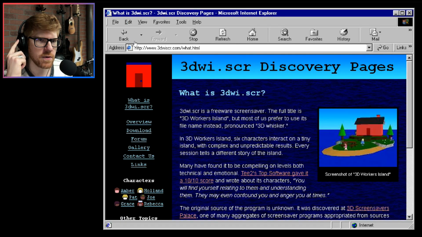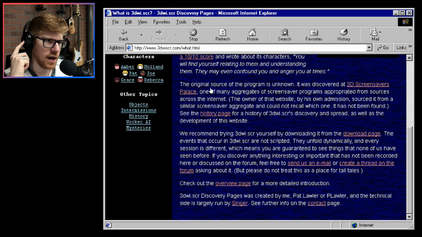Okay, cool. So what do we got here? What is it? It's a discovery pages. Internet Explorer. Remember that? This is a throwback, by the way. What.html. Yeah, I feel that. Okay, here we go. Original source. Aggregates appropriated from users across the net, sources across the net. The owner of that website, by his own admission, sourced it from a similar screensaver aggregate and could not recall which one. It has not been found.